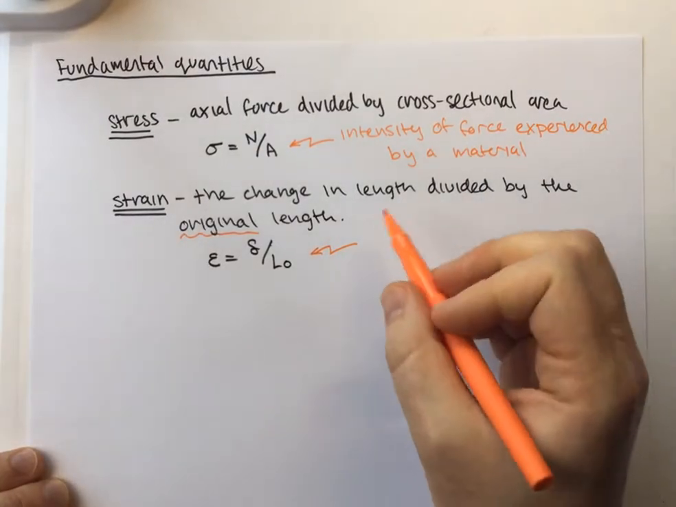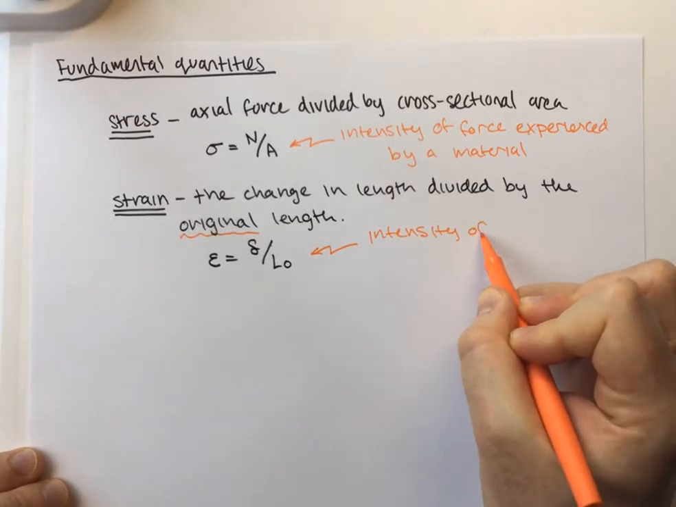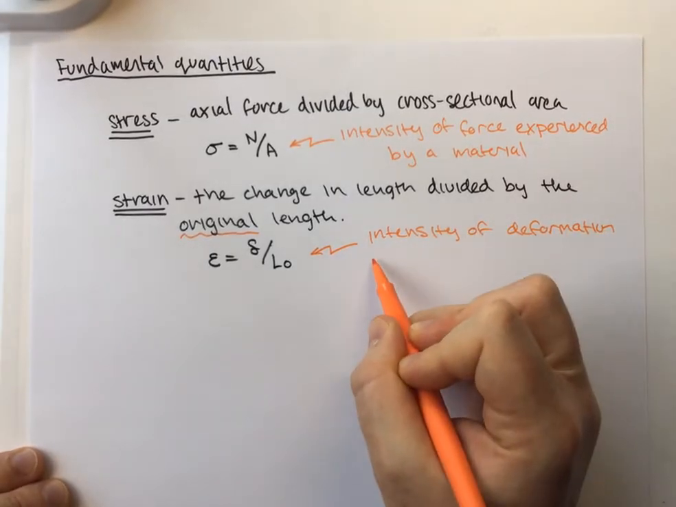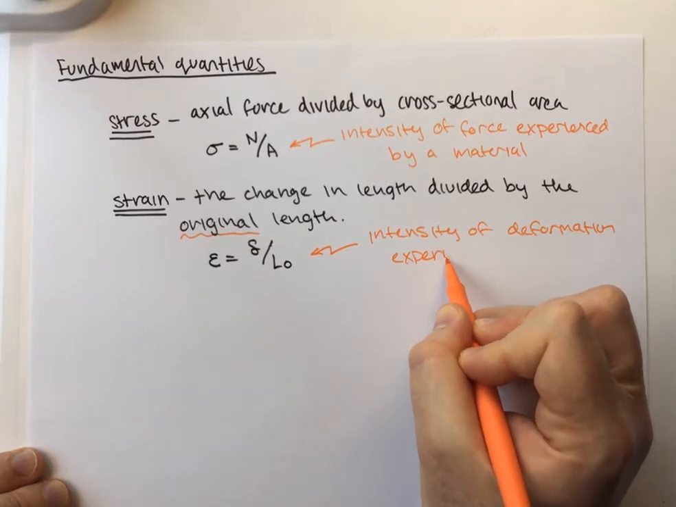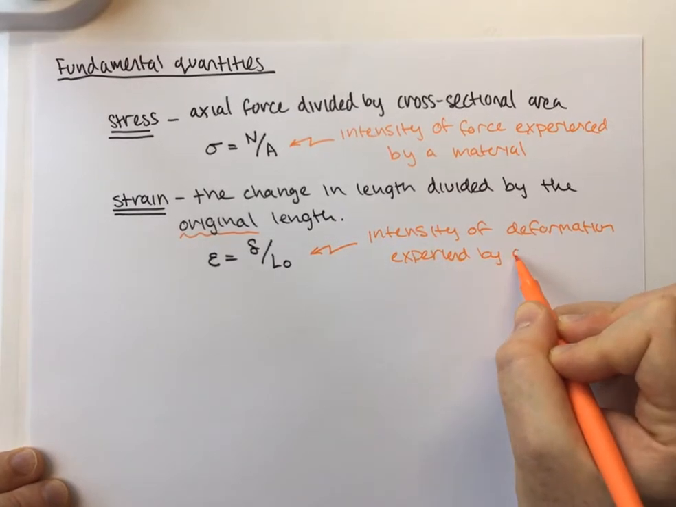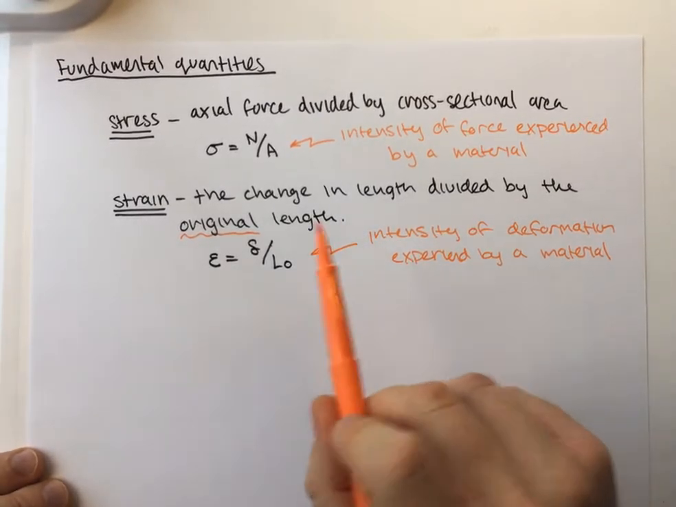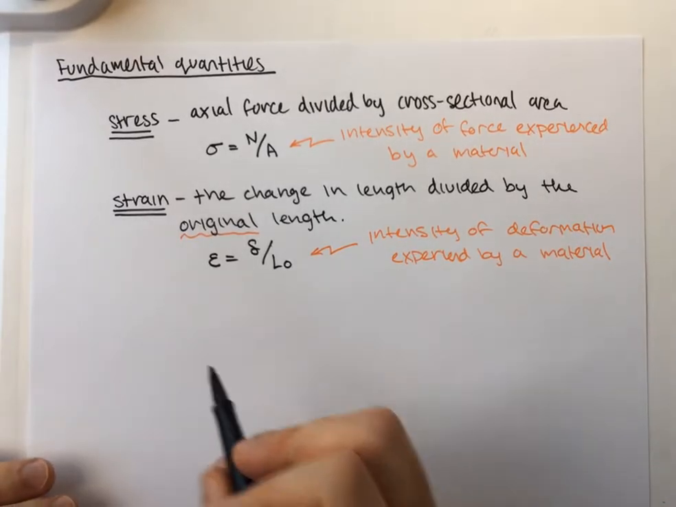And what is strain? Strain is the intensity of the deformation that is experienced by a material. And so now we have a measure of the deformation, we have a measure of the force, and we have the two things that we're going to need to really talk about when we're looking at these one-dimensional systems.